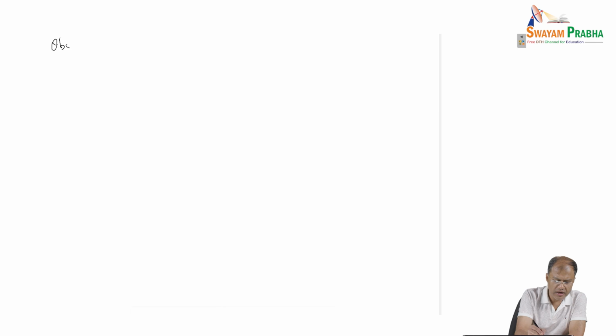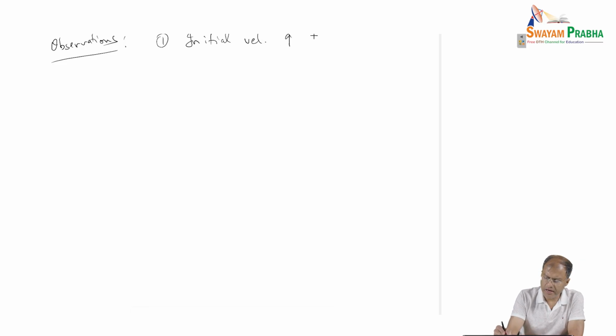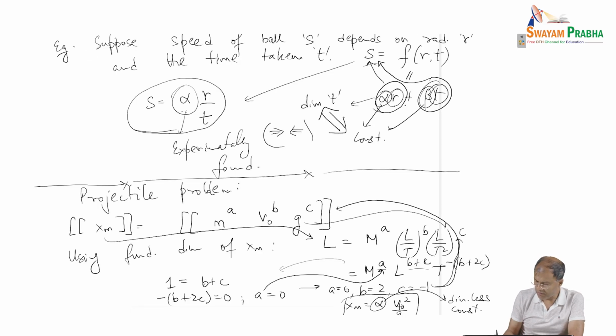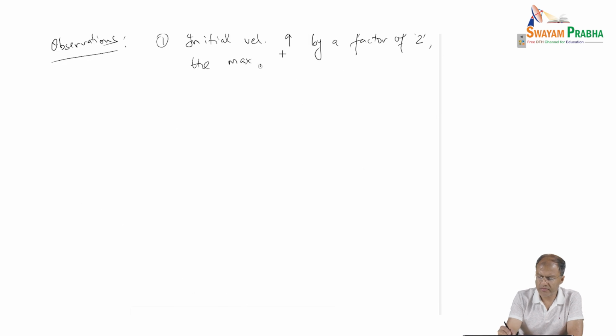Okay, in this projectile motion we can make some observations. If we look at this final answer, the observations are, if the initial velocity increases by a factor of 2, the maximum height will increase by a factor of 4, because we have a v square dependence, right? So the max height will increase by a factor of 4, right?